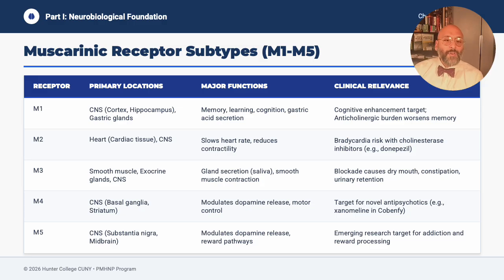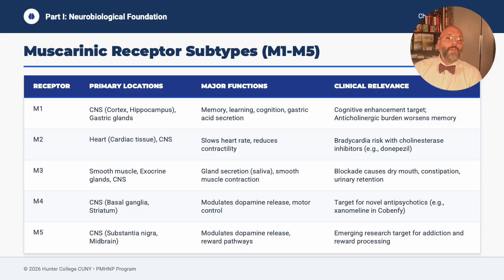M2 is a cardiac receptor. M2 receptors are prominent in the heart and some central nervous system. And the primary role is parasympathetic braking. So M2 is responsible for slowing the heart rate and reducing contractility. So when you increase acetylcholine, such as with a cholinesterase inhibitor, like say donepezil, you can unmask bradycardia or syncope. This is why baseline heart rate, conduction disease, and beta blockers matter a lot in treating somebody with dementia.